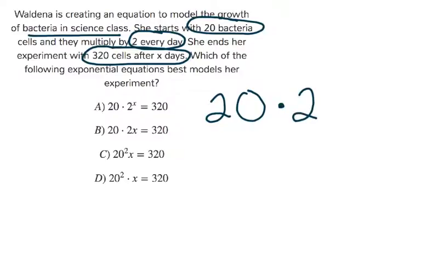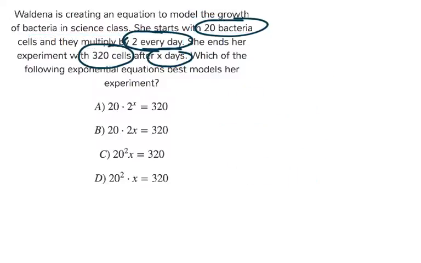Now, since that's happening every single day, it's actually going to be raised to the power of the number of days, right? Because if it's 1 day, it would be 2 to the power of 1. After 2 days, it would actually be 20 times 2 to the power of 2. So that x, the number of days right here, actually belongs as the exponent right there. So building off what we have so far, we have 20 times 2 to the power of x.